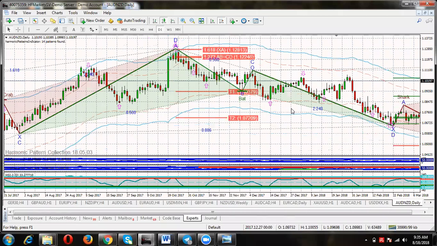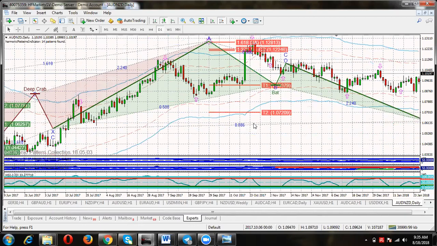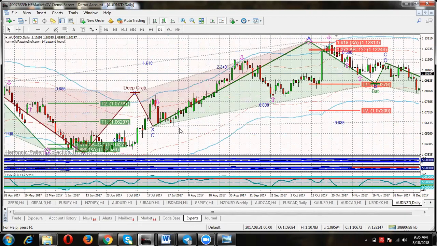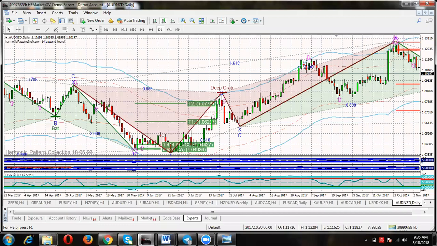But the Harmonic just gives you a guide, a possibility of where this particular trade is going to go due to what has happened in history before. You understand? Because in Forex markets, history always repeats itself.